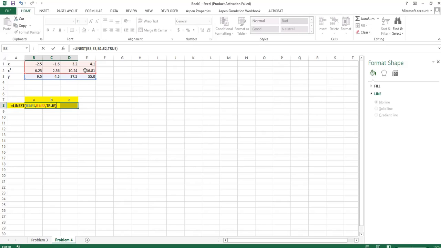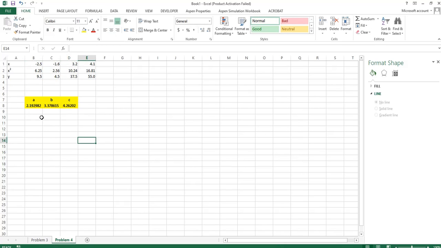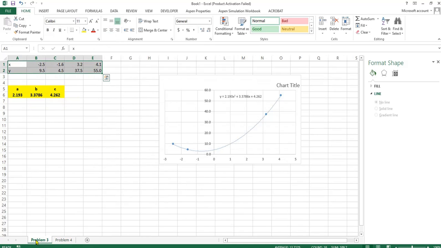Now I will hold the Control and Shift keys, and I'll press Enter. So this is it. This is the result. When you check this result, it's just the same as what we had here.